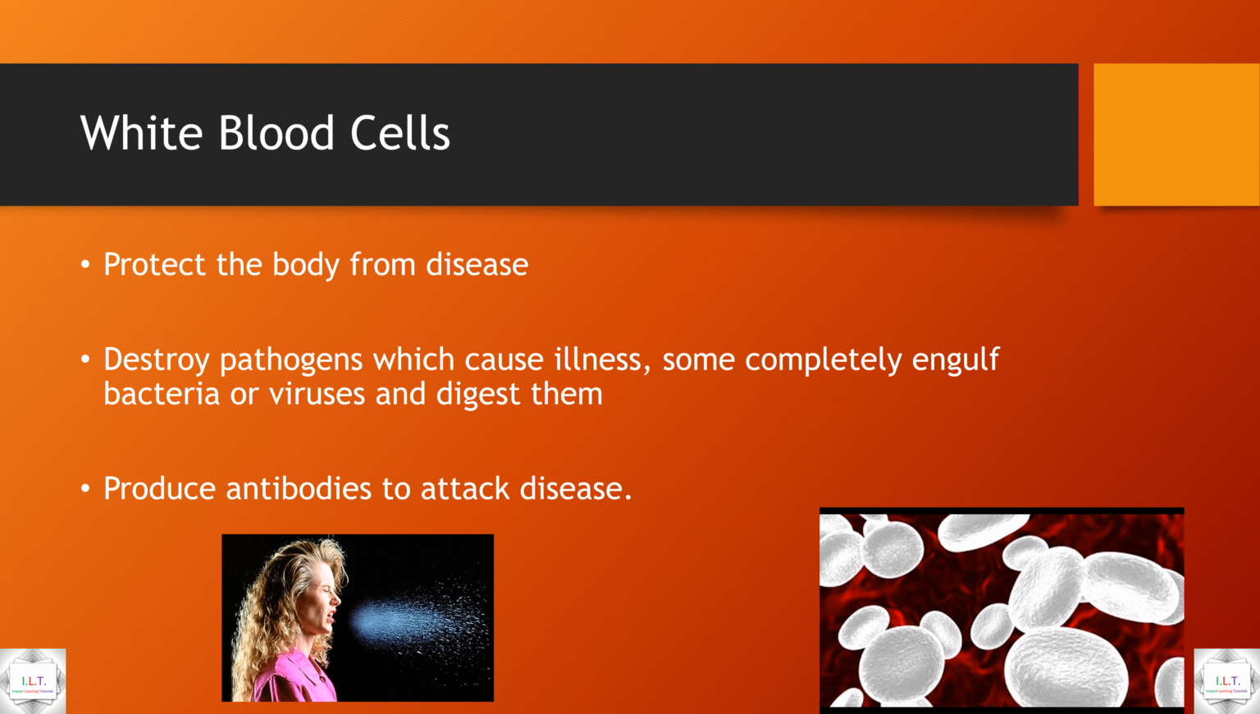White blood cells. The main role of white blood cells is to protect the body from disease, and these destroy pathogens which cause illness. White blood cells completely engulf bacteria or viruses and then digest them, helping to enhance the body's defense mechanism. And these antibodies are what help to attack diseases, and this is why having a healthy lifestyle can really help the white blood cells to produce these antibodies to become more efficient at defending itself.